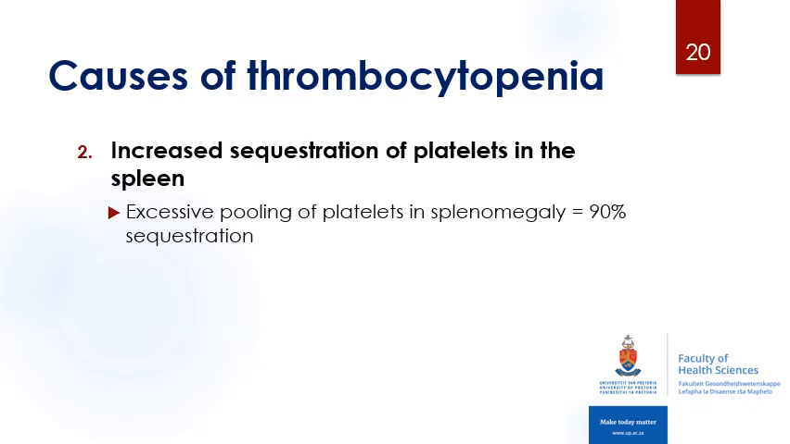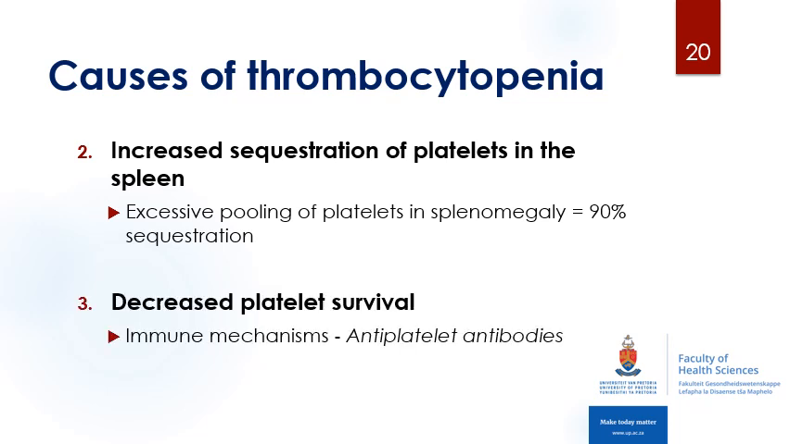Thrombocytopenia can also be caused by increased sequestering of your platelets in the spleen. In a condition known as splenomegaly, the spleen will become enlarged and function abnormally, and this can result in the spleen sequestering 90% of the platelets in the circulation. So 90% of your platelets will be removed from the circulation and remain in the spleen, and this will decrease the amount of circulating platelets and therefore result in thrombocytopenia.